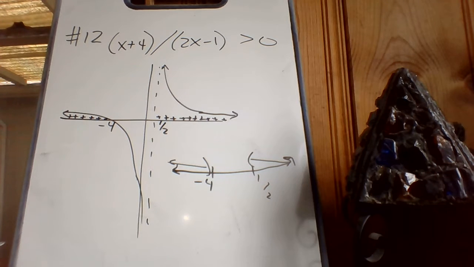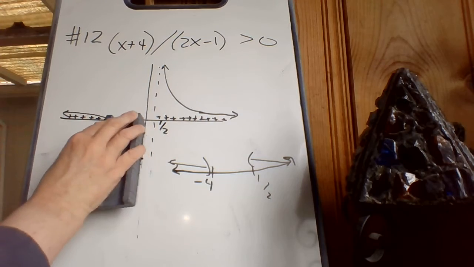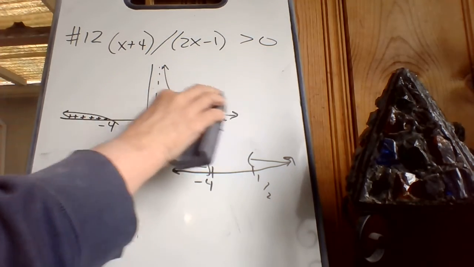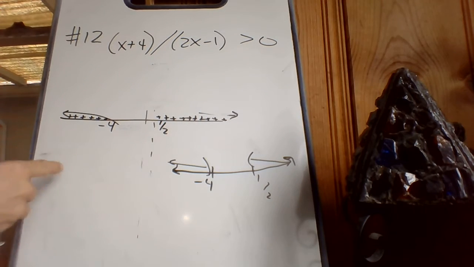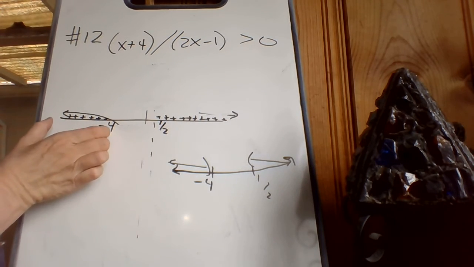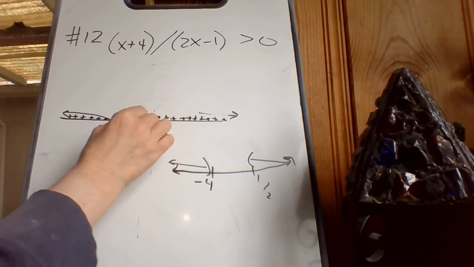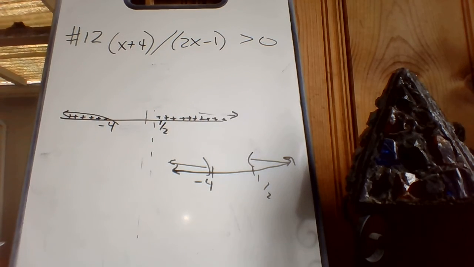Okay, it looks like a very oversimplified picture of what I drew over here, if you kind of erase the top and the bottom. Okay, it's the exact same thing. It's everything from -4 on back and everything from +1/2 on up. That is graph it on a number line.